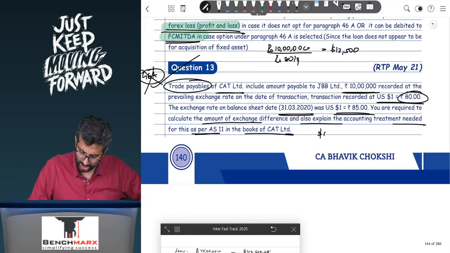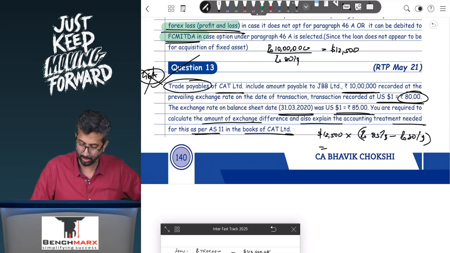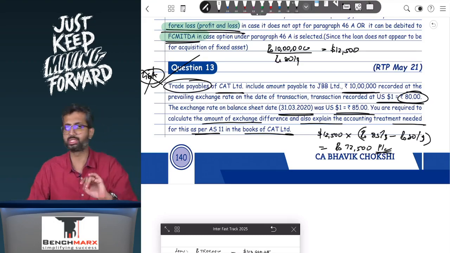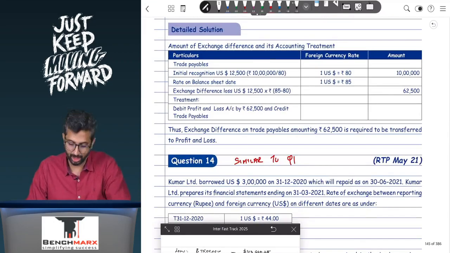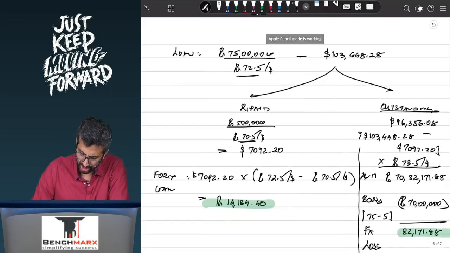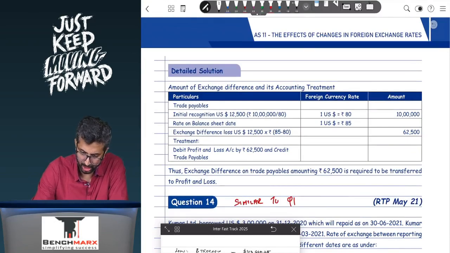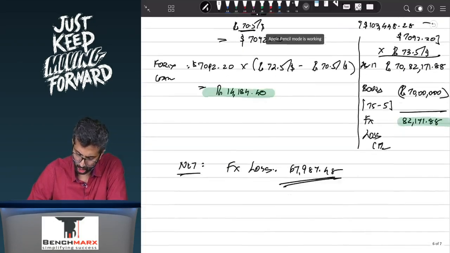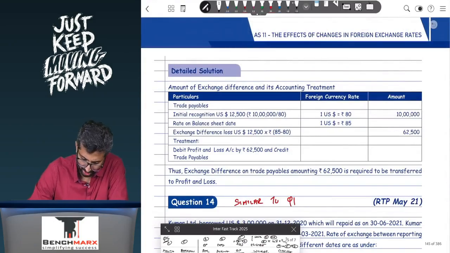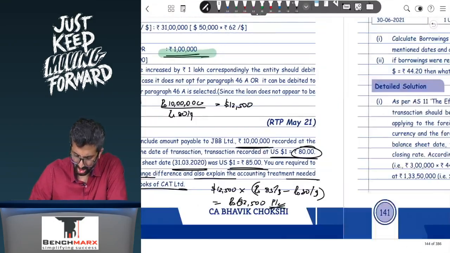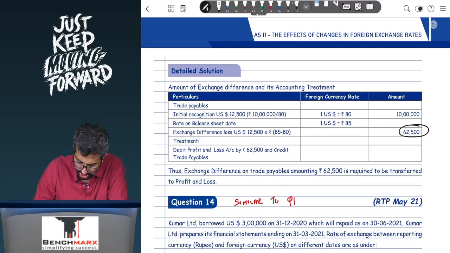So over here, you would say 12,500 into, in this case, rupees 85 per dollar minus rupees 80 per dollar, and hence this will come to, I think, rupees 72,500, which will be taken to the profit and loss account only. There is no FCMITDA because it is a trade payable. 62,500, not 72,500. Just a second. 12,500 into 5 comes to 62,500, not 72,500. This is 62,500. Fair enough. To be taken to the profit and loss account. Debit the profit and loss.